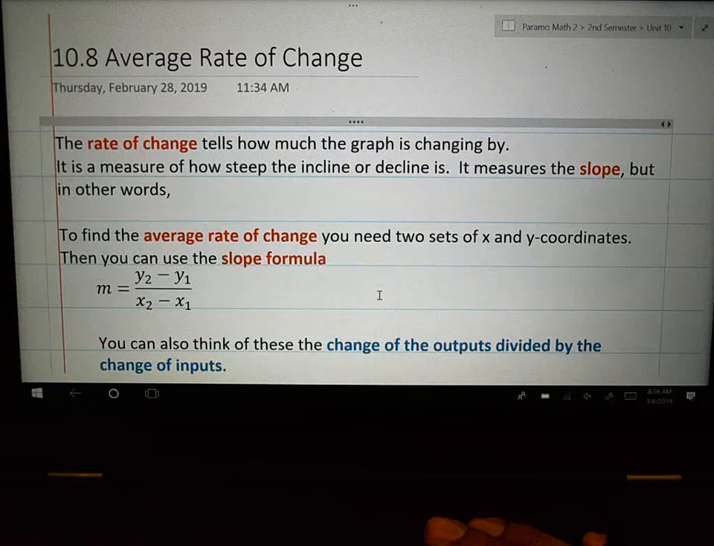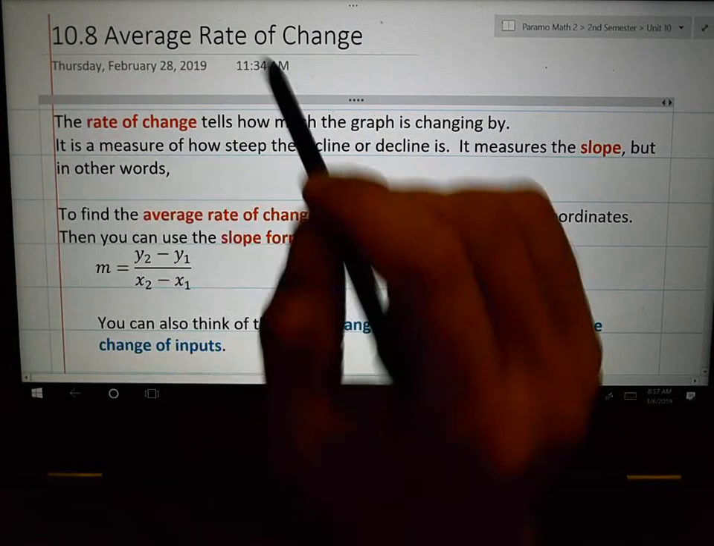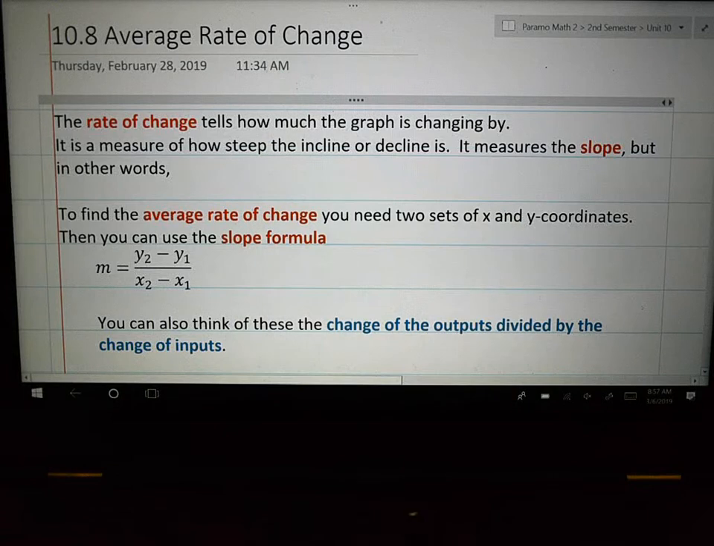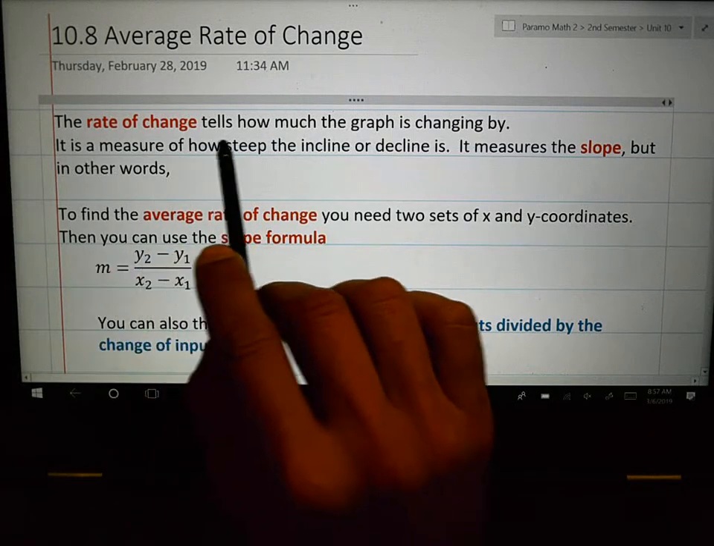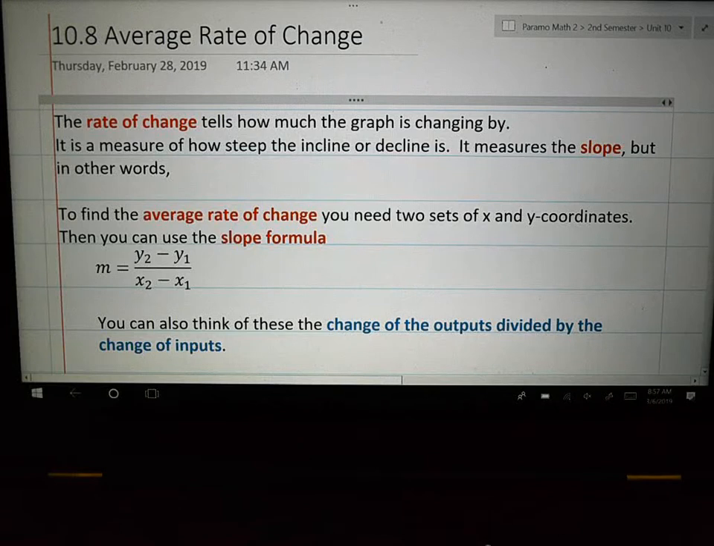So if you are a freshman or a sophomore in this class, this is something you could see if you plan on staying in math for the next 2 years. You will see this kind of math all the way up even into calculus. With that being said, the concept that we're going to be dealing with is something called the average rate of change. The rate of change tells how much the graph is changing by, otherwise known as the slope.